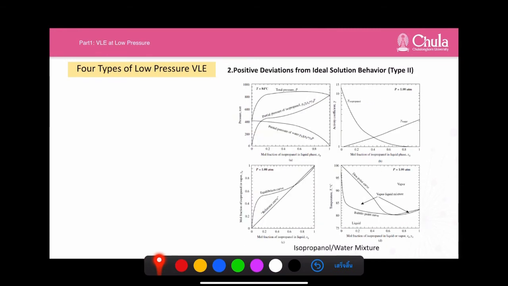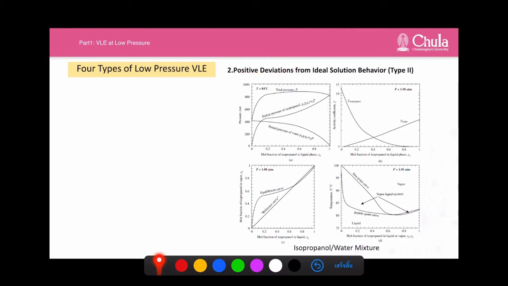Okay, so the second type of solution, we call it positive deviations from ideal solution behavior, or type 2. For type 2, the keyword is positive deviations, right? Why do we call it positive deviation?